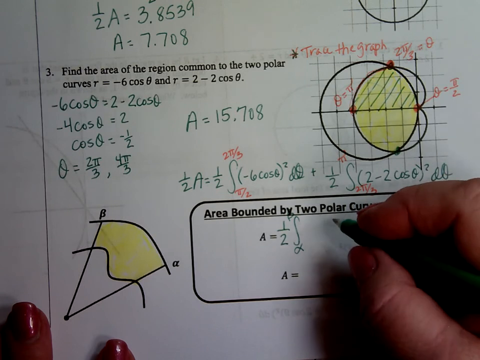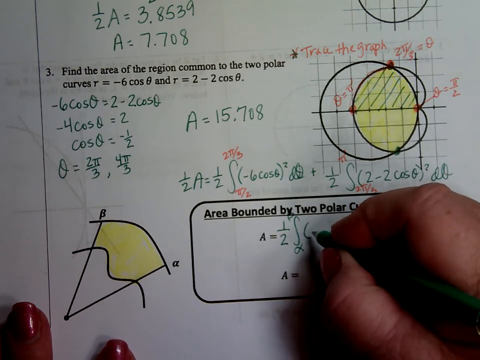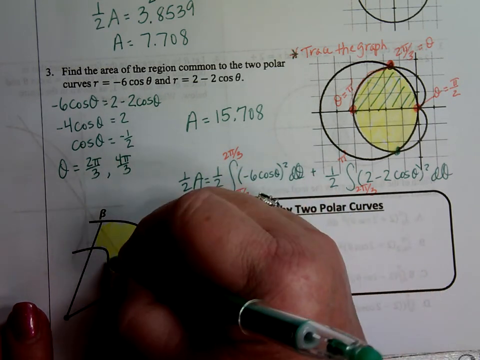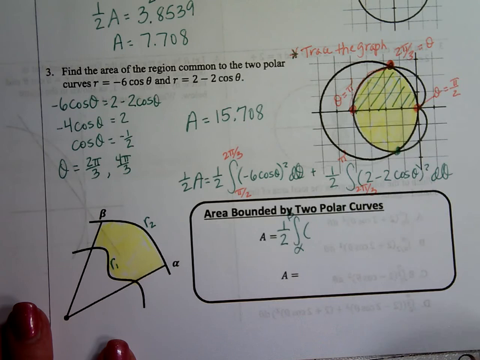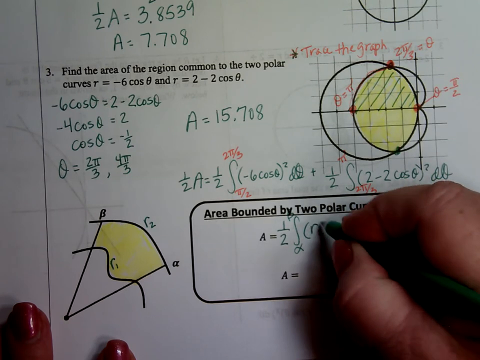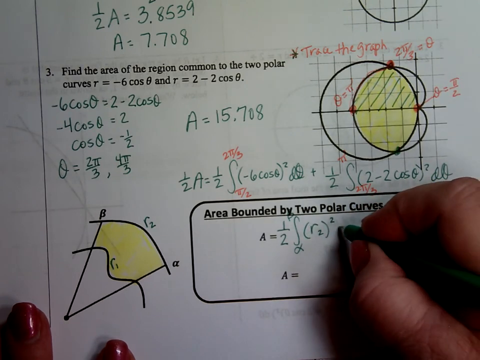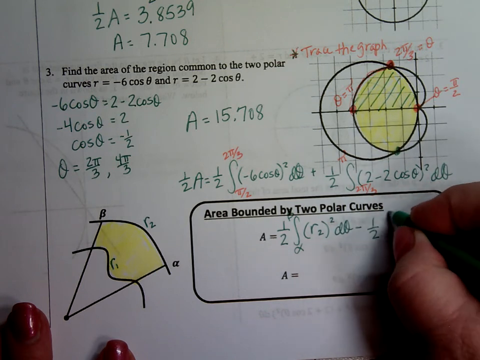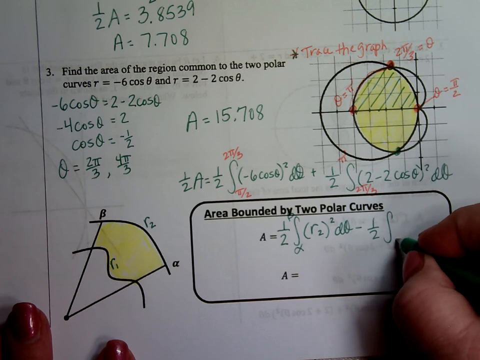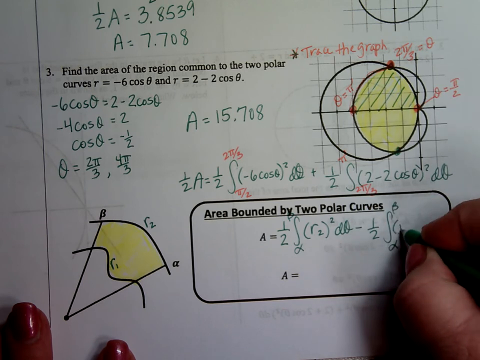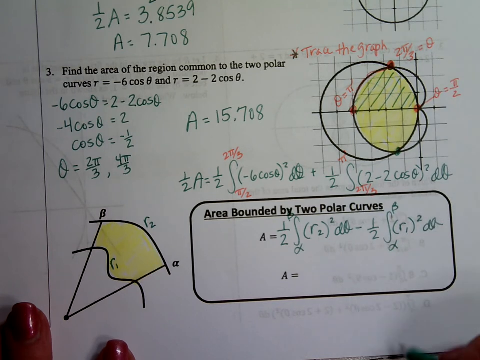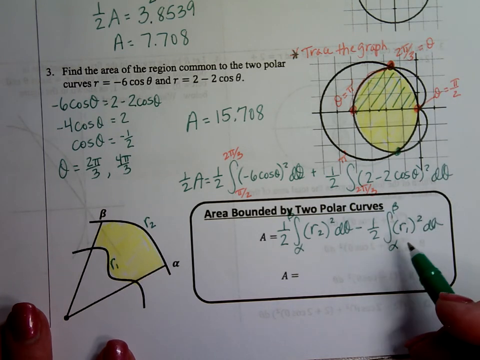And I have R2. This is your outer radius, R2. This is your inner radius, R1. So it's going to be R2, your outer radius squared. Doesn't this remind you of something else? Minus 1/2 the integral from alpha to beta of your inner radius squared. Hopefully it's reminding you back when you were doing washer type stuff, right? Doesn't this kind of remind you of the washers?